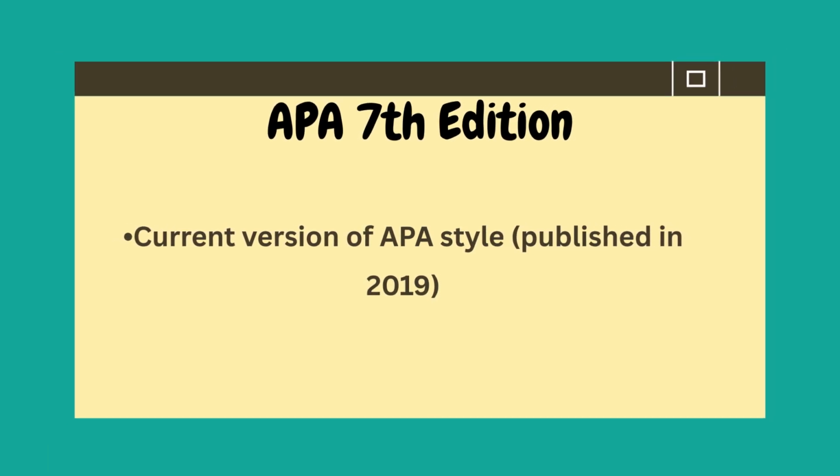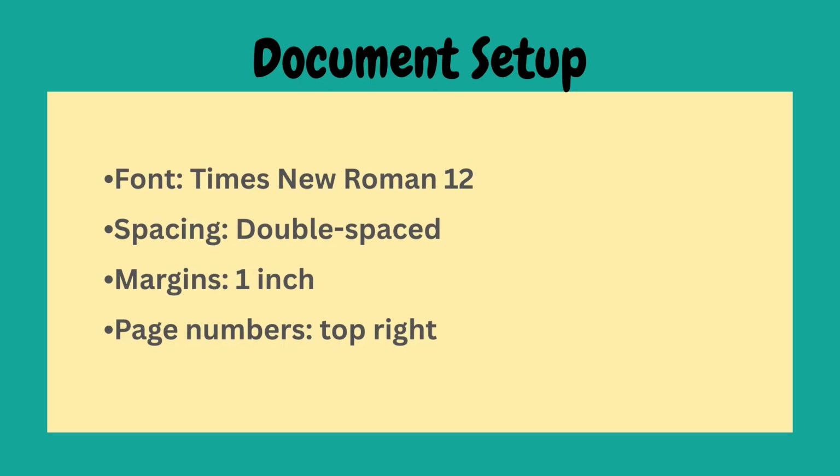Before writing your paper, the first step is to set up your document correctly. Start with the font, use Times New Roman, size 12. Next, check the spacing. Your entire document should be double-spaced. That includes the title page, the body of the paper, and the reference list. Now check your margins. APA requires 1-inch margins on all sides of the page. Finally, insert page numbers. Place them in the top right corner of every page. Once these four settings are correct, your document foundation is ready.